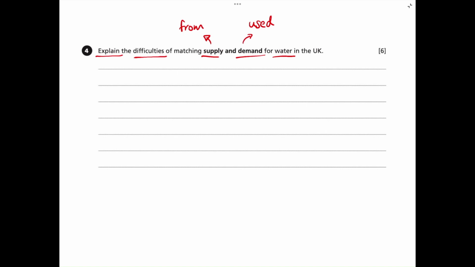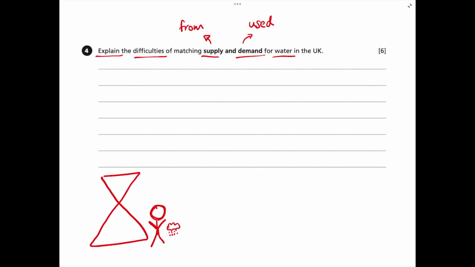If we just have a quick sketch map of the UK, down here, we have a mismatch of where water comes and where it is used, or where there's a high demand. So in the south and southeast of the UK, we have a high population. I'm going to draw a stick man here. However, we have low rainfall.